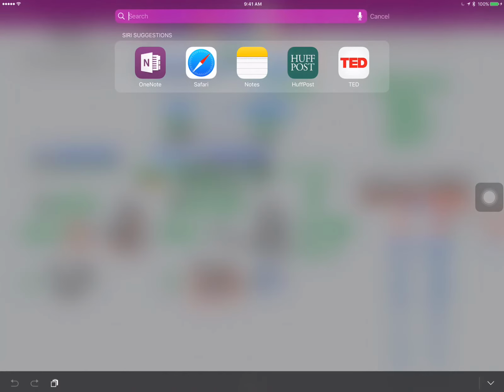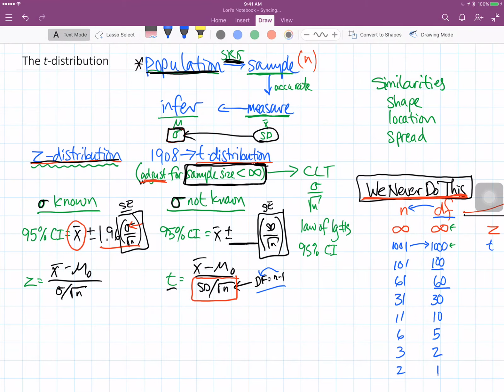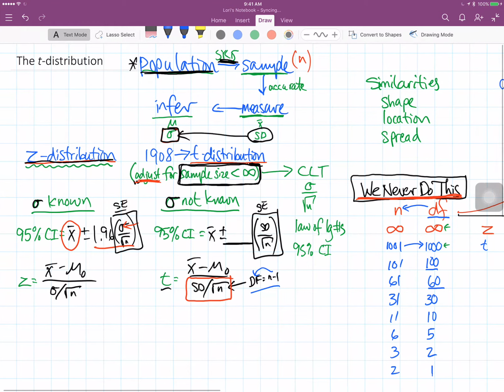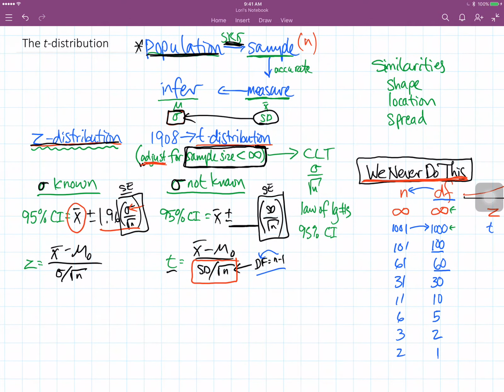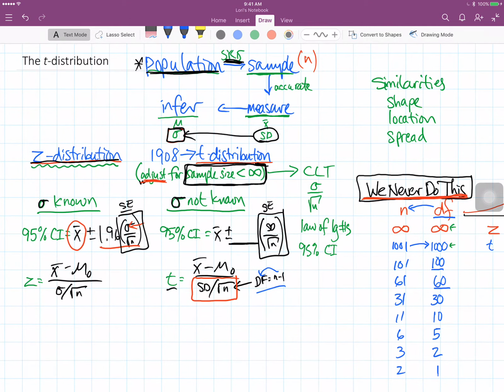Degrees of freedom, I don't want to do that. Can we draw? Degrees of freedom impacts, let's go to here. Degrees of freedom then impacts, there we go. I'm getting all kinds of error messages, sorry about that.